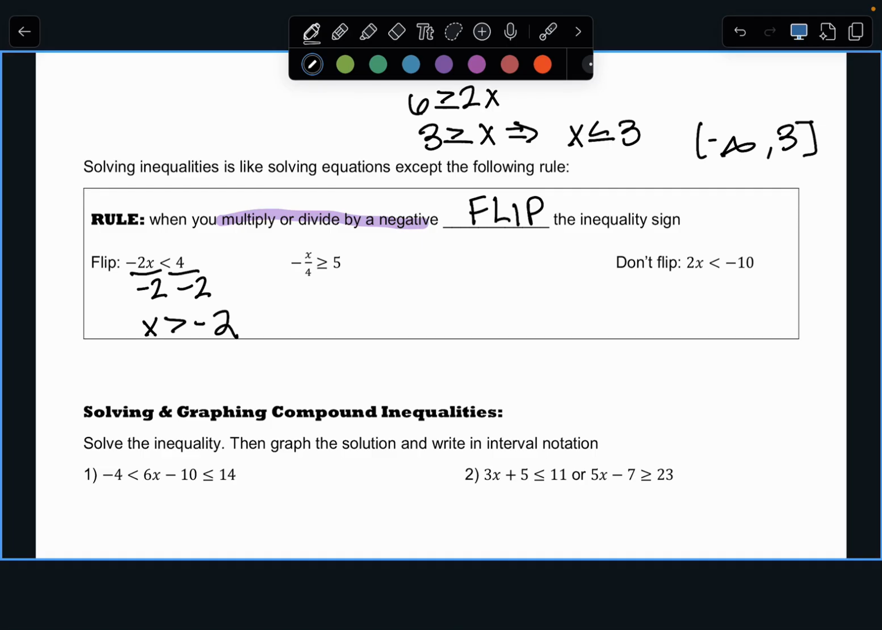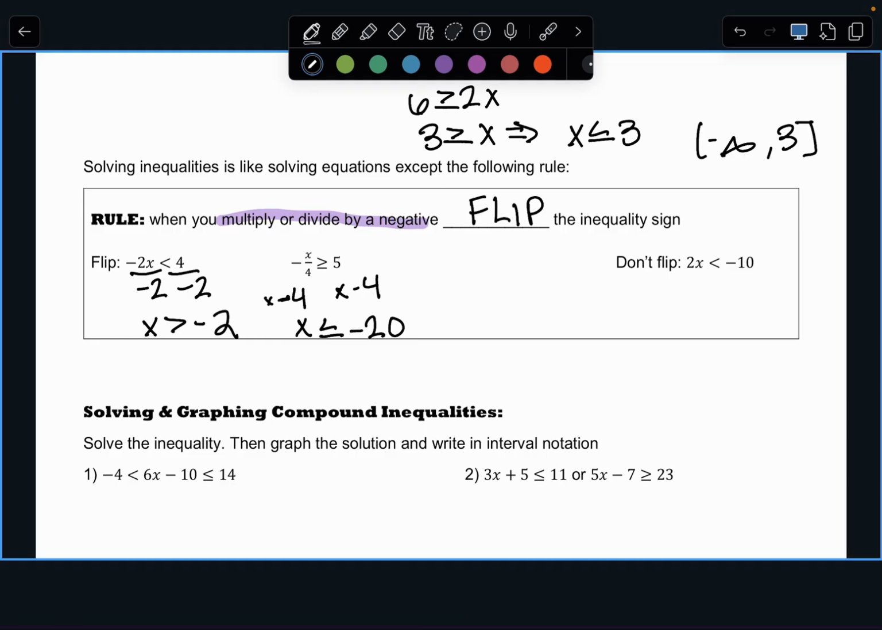Same thing for the next one. What should I multiply by to handle the negative and the 4? Negative 4. Perfect. So I'm going to multiply both sides by negative 4. So I flip my sign, I keep my variable where it was, and 5 times negative 4 is negative 20.